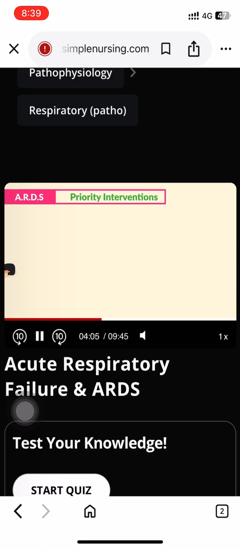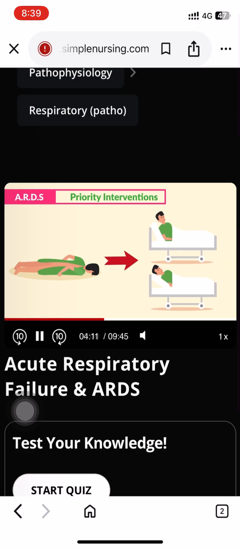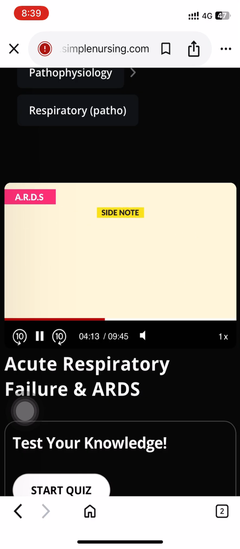Now lastly, we can always turn the client frequently from prone position to other positions in order to move that fluid around. Now a little side note here.